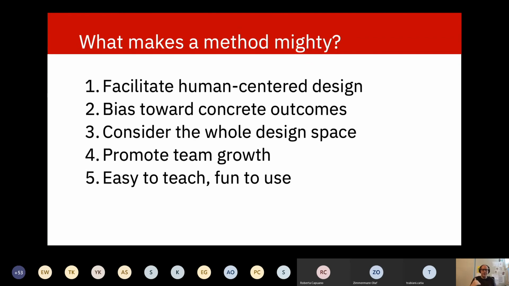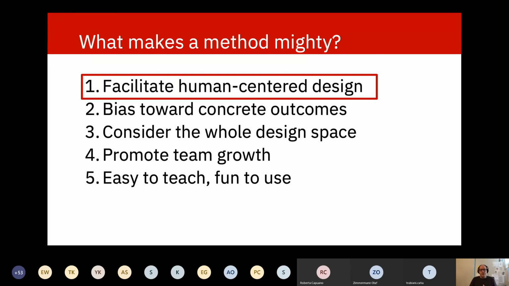We're going to go through each of these in turn and go a little deeper and see some examples of how these different methods help with these things, or exhibit these attributes rather. So we'll start with facilitating human-centered design.